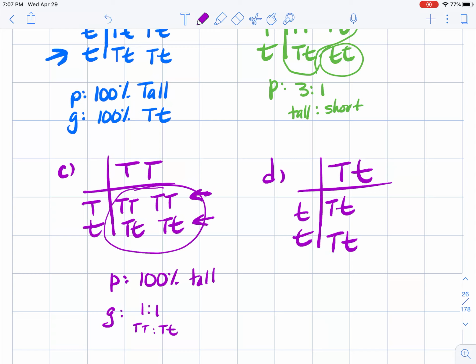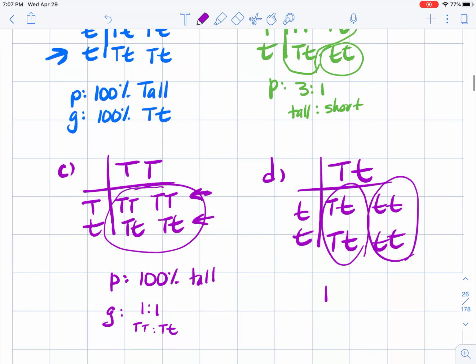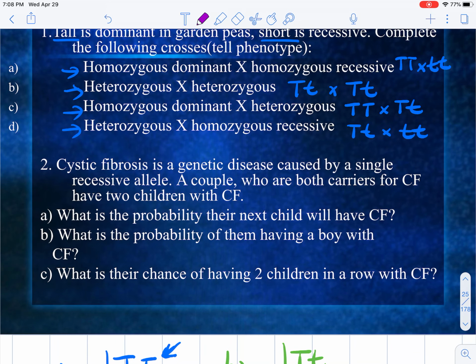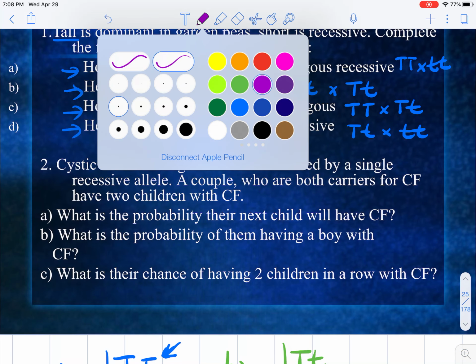Okay, and then the last one was what would we get from a heterozygous and a homozygous recessive plant? And you can see that these are easy to do. In this case, you're going to get a 1-to-1 ratio physically. We don't say 2-to-2, we say 1-to-1, so we reduce it to the lowest possible ratio: half of them being tall, that would be these guys, and half of them being short, that would be these guys. And that is your answers to those questions.